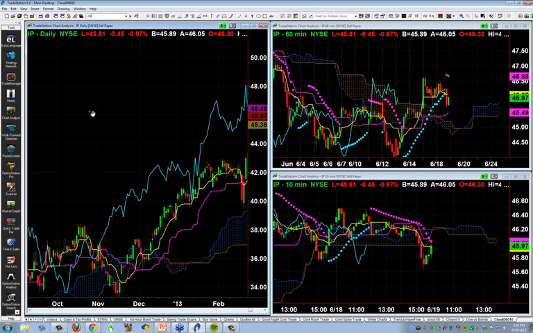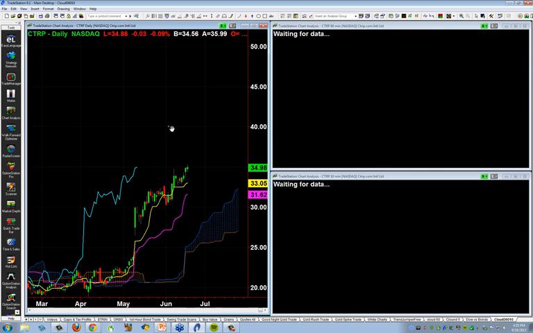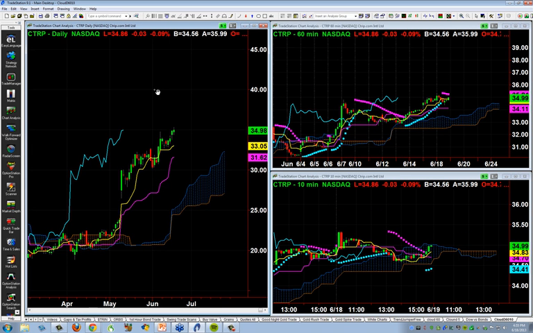CTRP. Oh, phenomenal. Looks good on a daily. Looks good on a 60, and the 10-minute does not look bad at all. If the day trend is up, the 60 minutes has not confirmed, but the 10-minute has confirmed. Can you take the 10-minute trade and hold it for 2 to 4 hours? Yes, you can. Great idea. You can definitely do that.